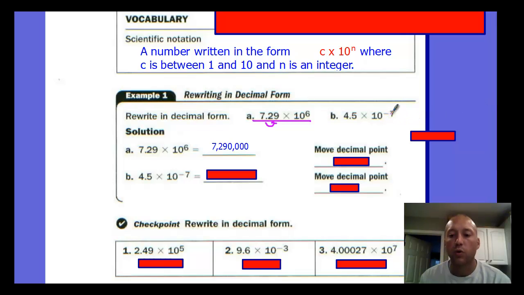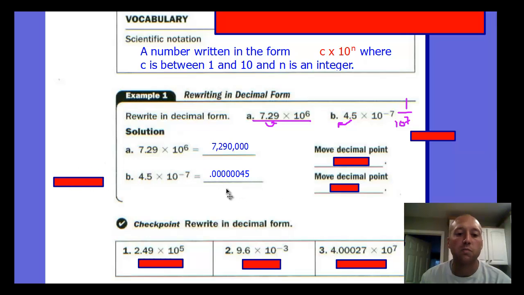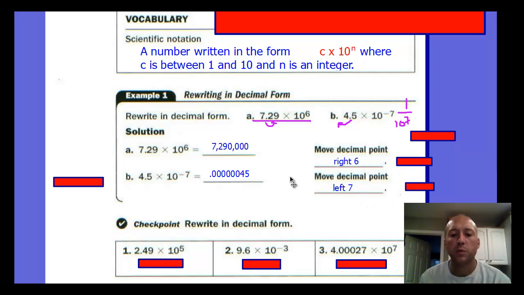If we had a negative value, so let's talk about the negative exponent here. This negative exponent really means 1 over 10 to the 7. So we are actually dividing by tens. That's the math behind the negative exponent. Every time you divide by 10, you actually move the decimal left 1. And so for this problem, 4.5 times 10 to the negative 7, we move the decimal left 7, so we end up with a very small number, 0.00000045. So how you're moving the decimal depends on the sign of the exponent.